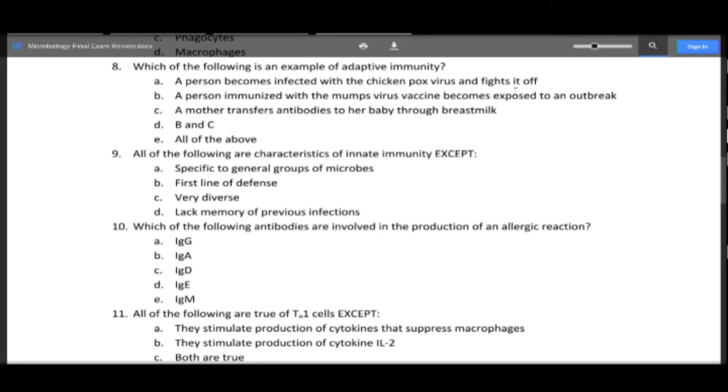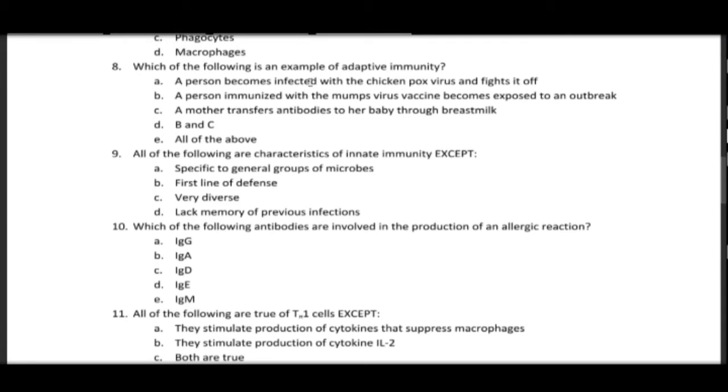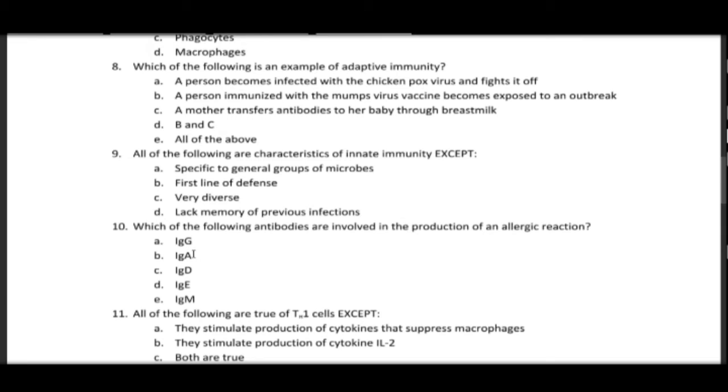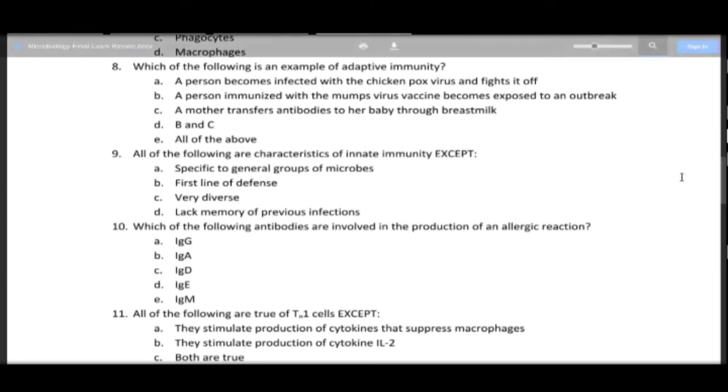IgM, I believe, is that first time around, that initial infection. Like in 8, when it says a person is first infected with chickenpox and fights it off, that primary response is, I think I remember, IgM. So IgM is part of primary response, IgG is part of secondary response and is usually the most abundant in your system. IgA is usually for secretions in your body, like in your tears or your saliva. So not for allergic reaction.